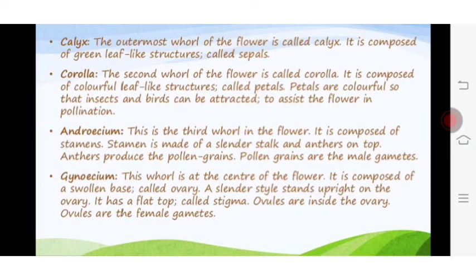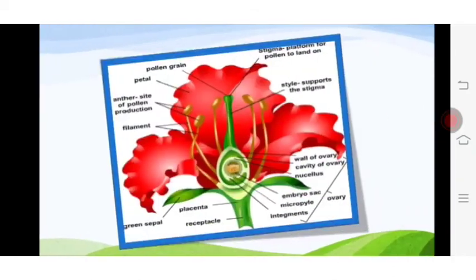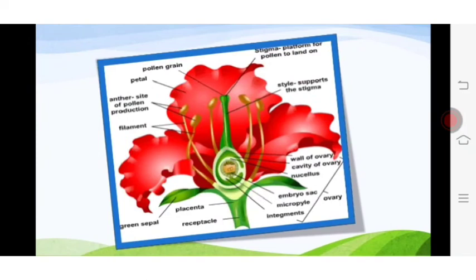Gynoecium or carpel, this whorl is at the center of the flower. It is composed of a swollen base called ovary. A slender style stands upright on the ovary. It has a flat top called stigma. Ovules are inside the ovary. Ovules are called female gametes. Here you are seeing the diagram of the flower, which is very important from the view of exam.